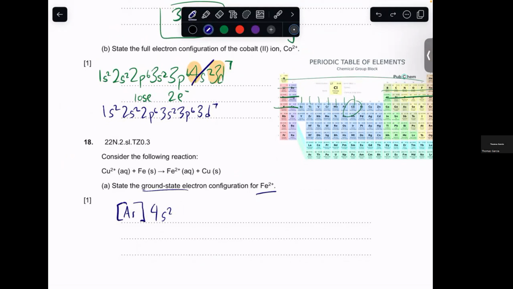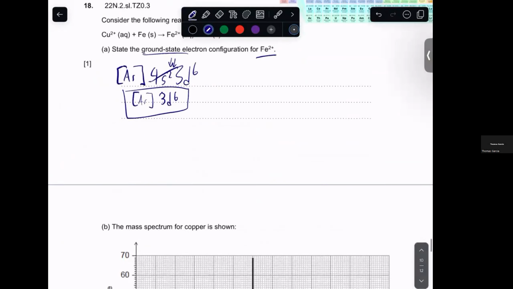3d6. Oh, but wait, it's 2 plus. We're losing 2 electrons. And so the way we lose those 2 electrons is we'll lose 1 from here. And then the d orbital will once again try and remain full. So we'll lose our second one from here. And we'll just say argon 3d6. Lose from the 4 before the 3. That's the general good rule of thumb.